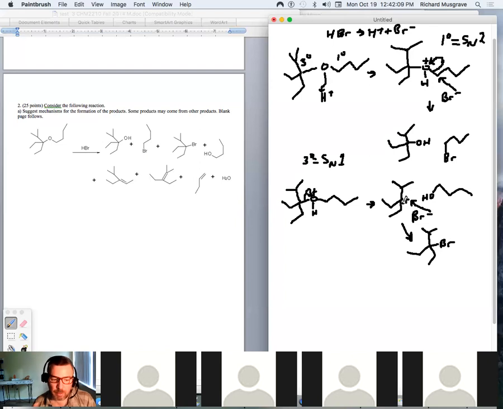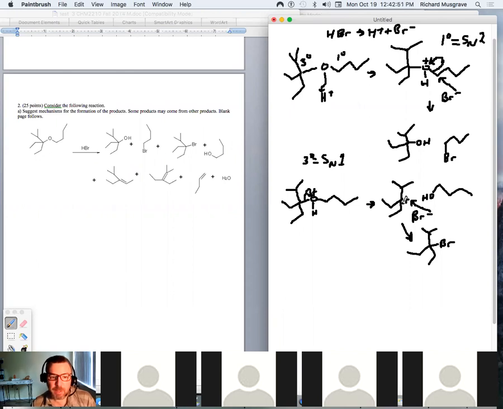Now, I don't want to go into why it's two steps for the Sn1 and why it's one step for the Sn2. I feel like we've already beaten that horse to death. I beat that horse to death in test 2. So if you have doubts about why primary goes Sn2 and tertiary goes Sn1, I want you to go back to the Sn1, Sn2 videos in test 2 and take a serious look at that, because that is the reasoning behind why these do what they do.